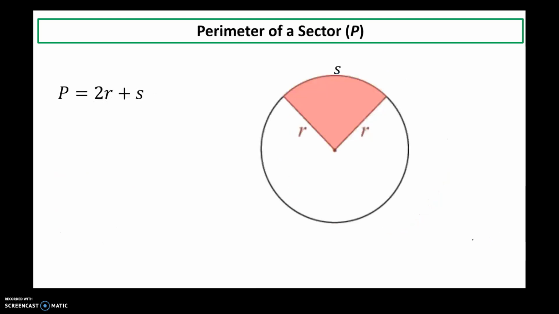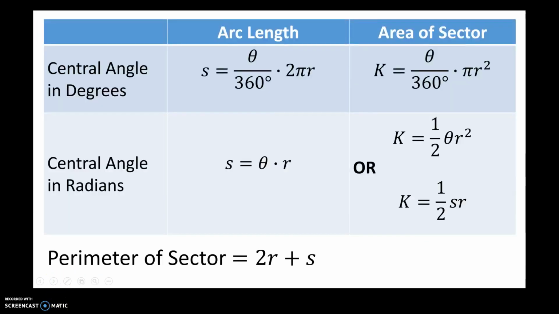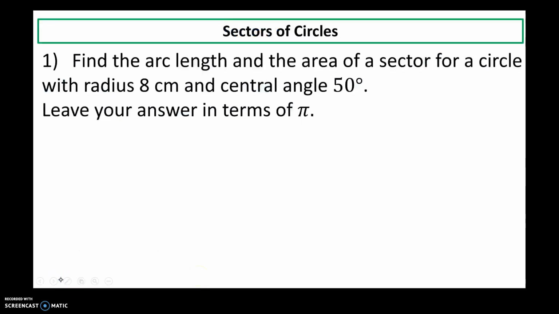Then lastly, the perimeter of a sector. We know that perimeter is the distance on the outside. So perimeter is 2 times the radius plus s, which is our arc length. We'll give you a handout of this so you don't have to write everything down, but there's a difference if your central angle is measured in degrees or radians, and perimeter stays the same, twice the radius plus the arc length.